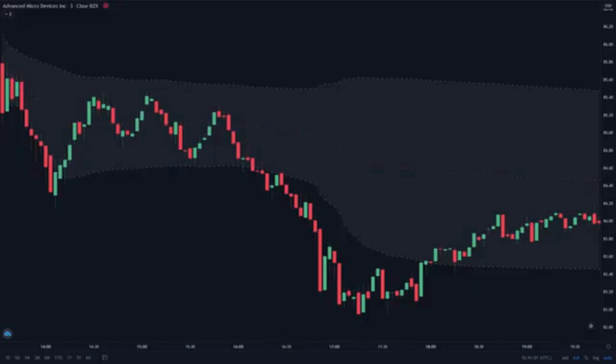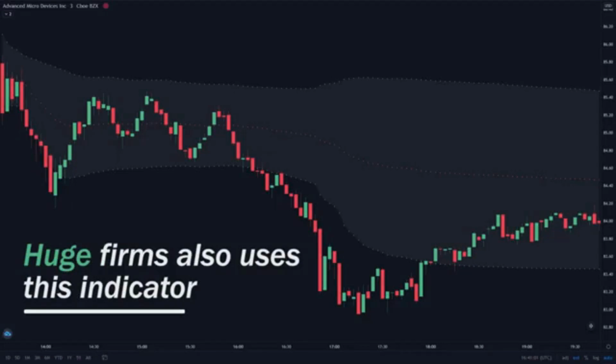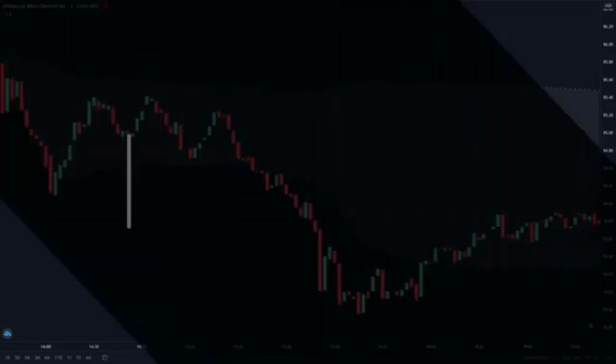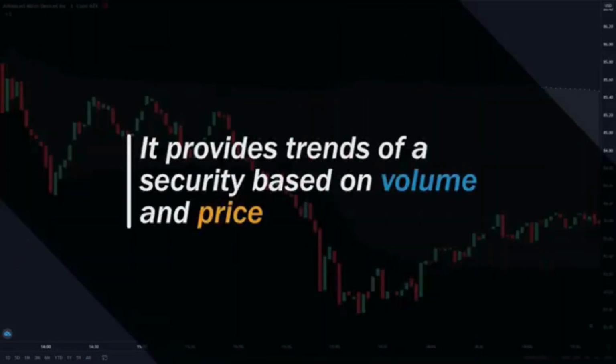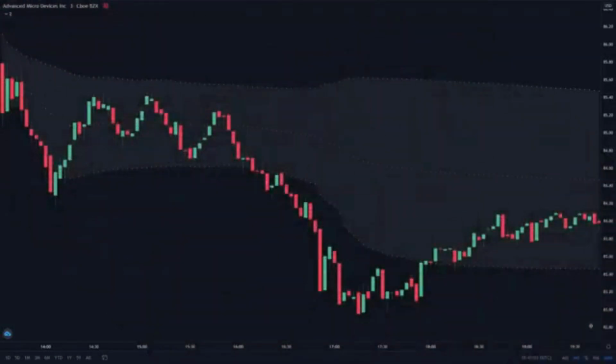It is often used by traders and investors who aim to be as passive as possible in their execution. This is one of the few rare indicators that mutual funds and pension funds actually use. It provides traders with a trend and value of a security based on both volume and price. It is best used for analyzing intraday prices.